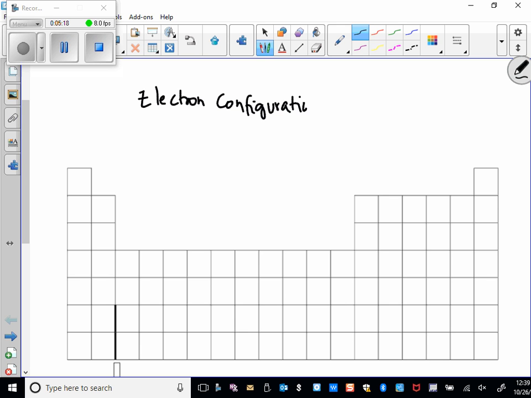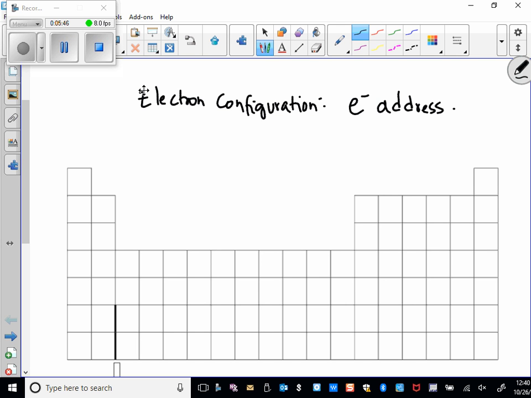Now, electron configuration is nothing but a fancy word for the electron address. We are writing the electron address for each and every electron that is in that atom. Sounds like where they live. Where are they found outside the nucleus?